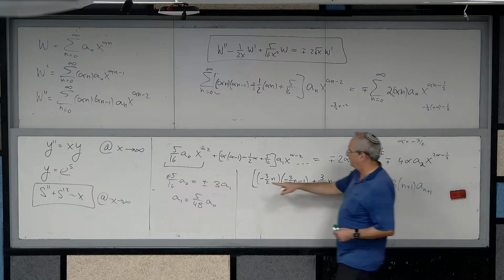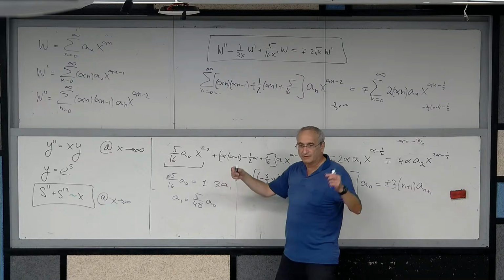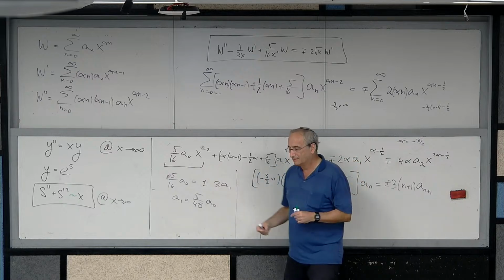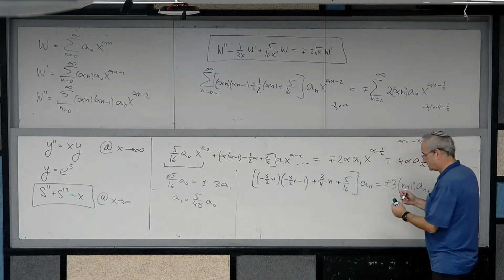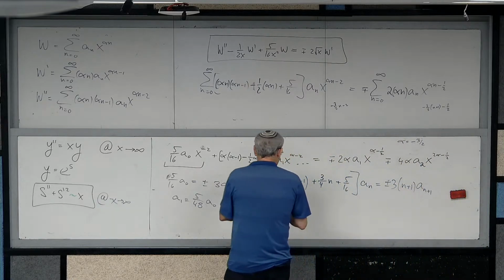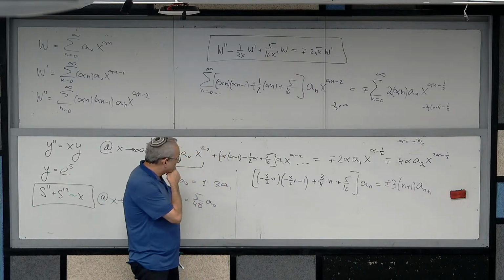Like here we got a_0 balanced by a_1. We want the coefficient of the same power of x. Oh, okay. No, because the sum starts from 1. Okay. Same power of x. That's it. Okay? Can we make this expression a little bit more friendly to us?